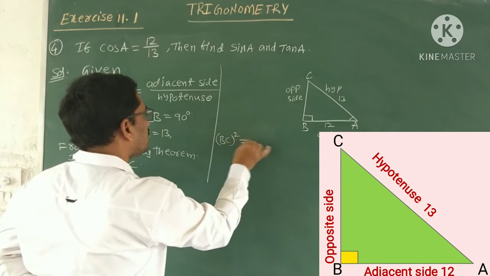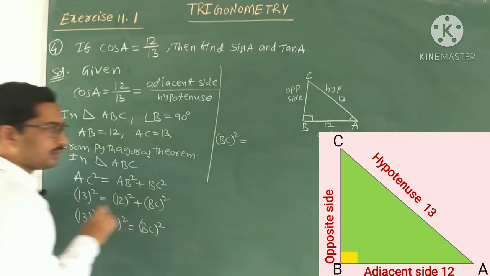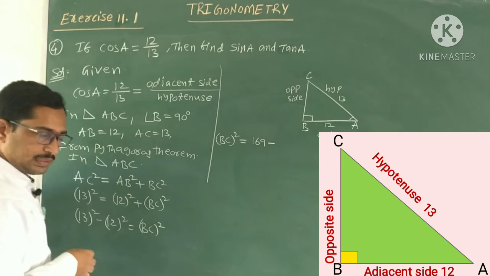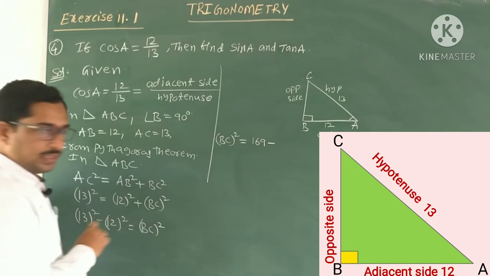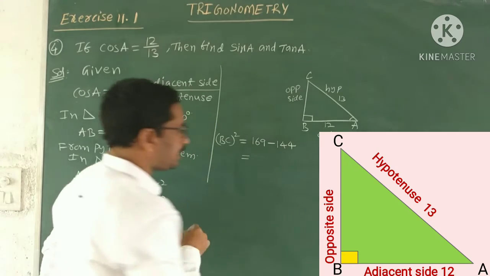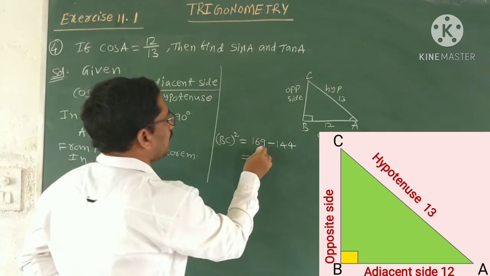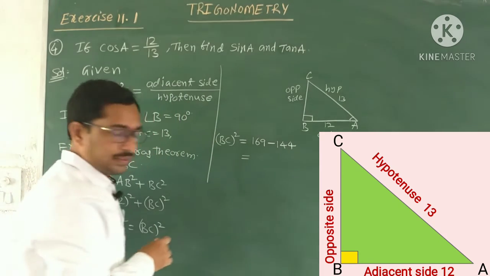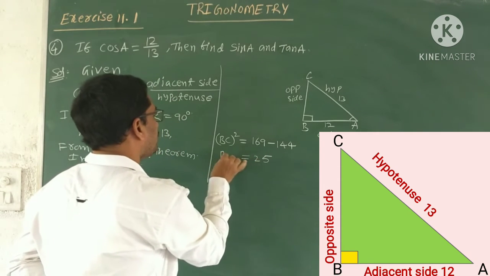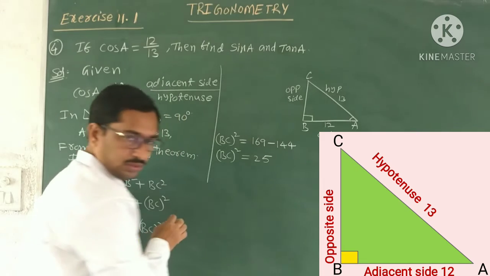to 13 square. 13 square means 13 into 13, 169, minus 12 square, 12 into 12, 144. 169 minus 144 value is 25. So BC whole square equal to 25.